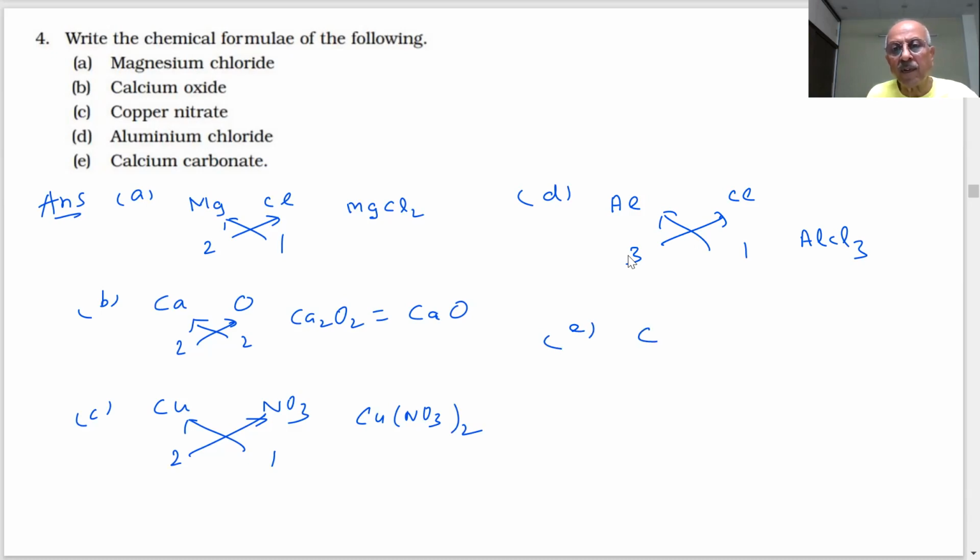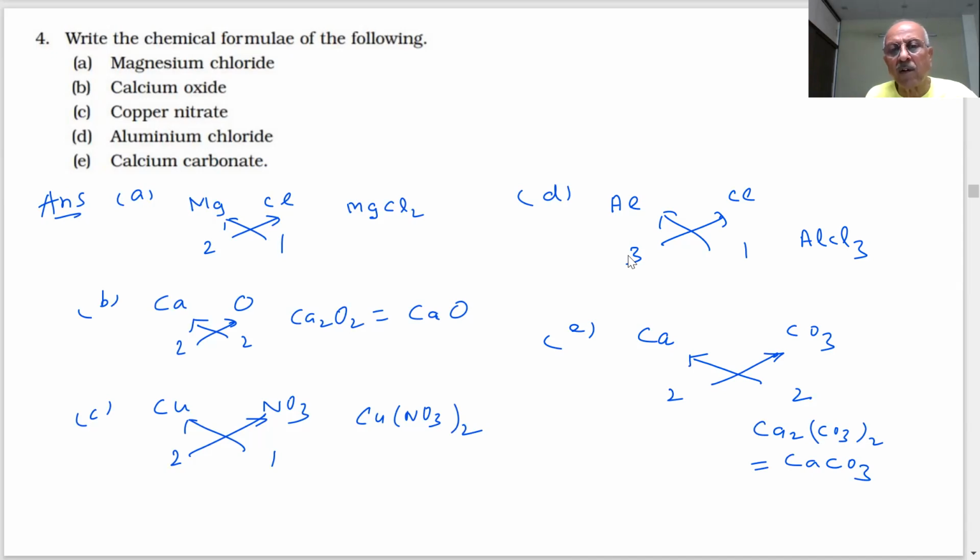Now we have calcium and carbonate. What is the formula? What is the valency of calcium? 2. What is the valency of carbonate? Carbonate 1, wrong. Carbonate is 2. Then what happens? Divide by 2, what do you get? CaCO3. So you will get CaCO3.